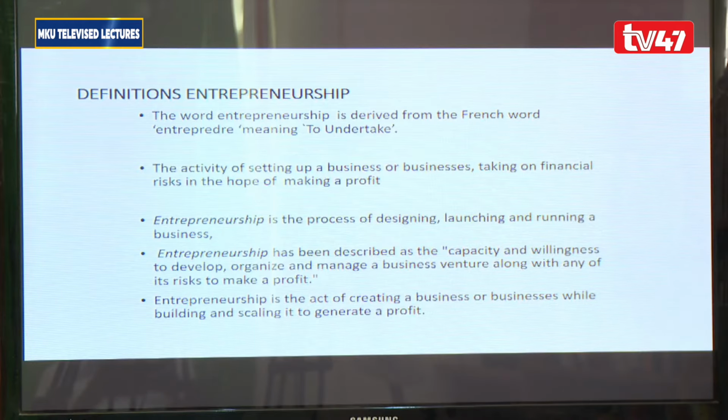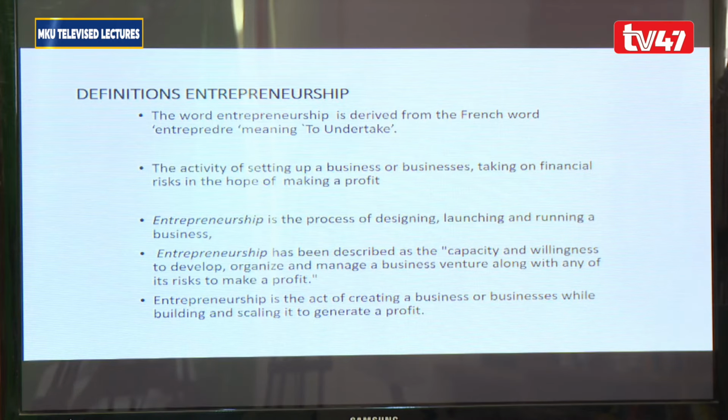Entrepreneurship is the act of creating a business while building and scaling it to generate a profit. You must be able to nurture. We compare this with the way farmers plant their seeds and nurture them to grow, and they watch them grow and they are happy. You see a farmer in the farm and they are very happy. They're looking at their farm, the plants they have nurtured, and they feel good. An entrepreneur will do the same. He will watch the business grow. And if he has that spirit, because entrepreneurship is a spirit, then he will be able to get excited about it.